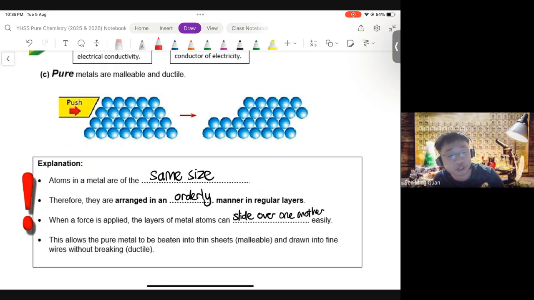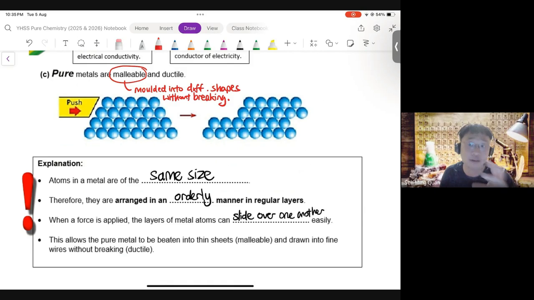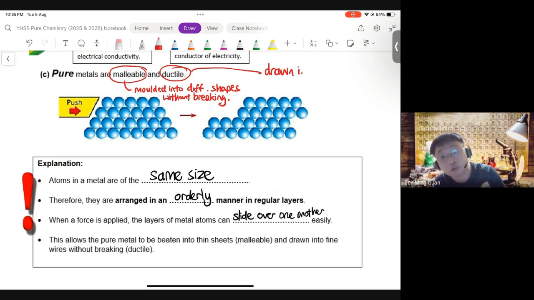ductile. So as a revision, malleable means it can be molded into different shapes. Okay, so malleable starts with M, molded also starts with M. It is molded into different shapes without breaking. So metals, pure metals, they can actually be molded into different shapes, be it ingots, rods, cylinders, cubes, without breaking. Now, the word ductile means it can be drawn, pulled into thin wires without breaking.